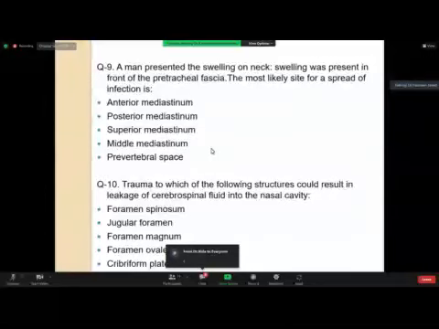Ma'am, please repeat once, kindly. Beta, I said that the pretracheal space extends up to the anterior mediastinum. Then we have the retropharyngeal space, which extends up to the posterior mediastinum. And the danger space extends up to the diaphragm.